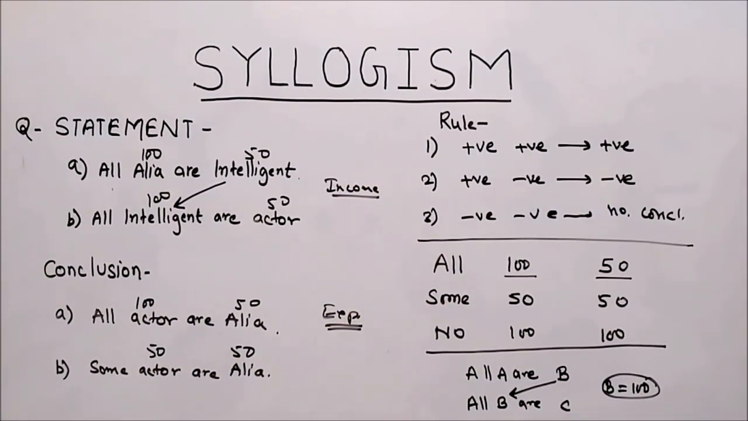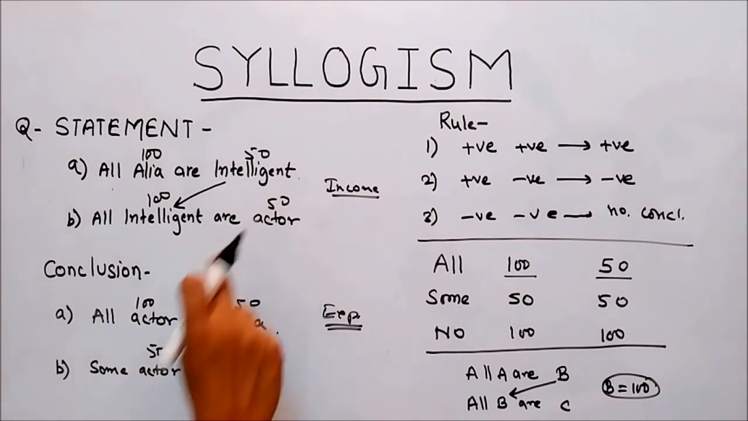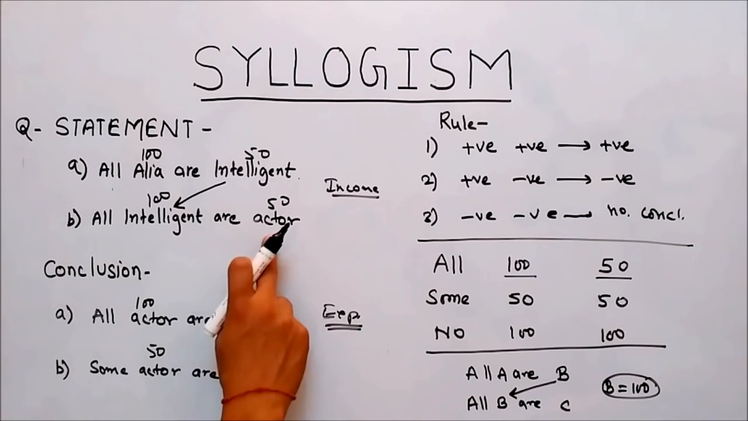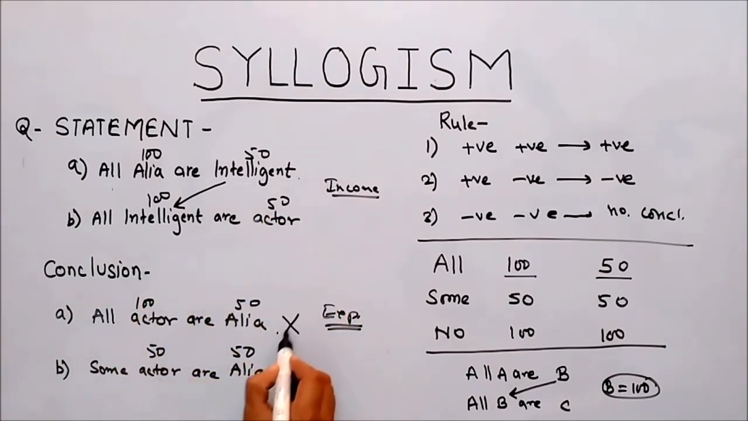Now solve the first conclusion: all actors are Alia. This conclusion contains two elements, actor and Alia. Now check these two elements in the statements. Alia is present in the first statement, actor is present in the second statement. Now check the values. Here actor is 100, here actor is 50. Income cannot be greater than expenditure, so this is not the conclusion.